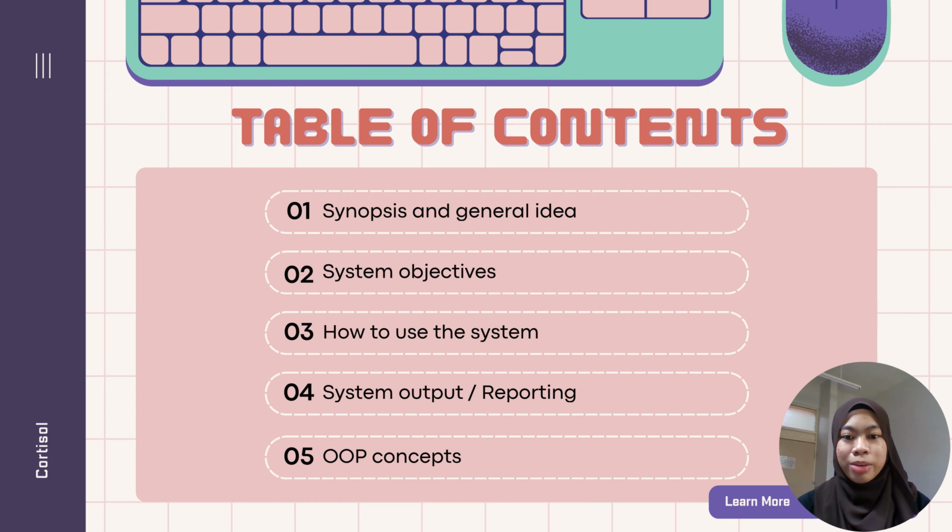Now, let us see through the table of contents. First one is synopsis and general idea. Second one, system objective. Third one, how to use the system. Fourth one, system output or reporting. And the last one is OOP concepts.